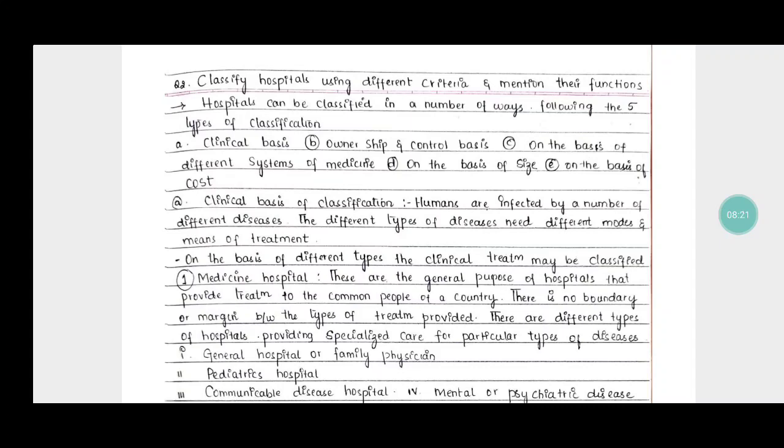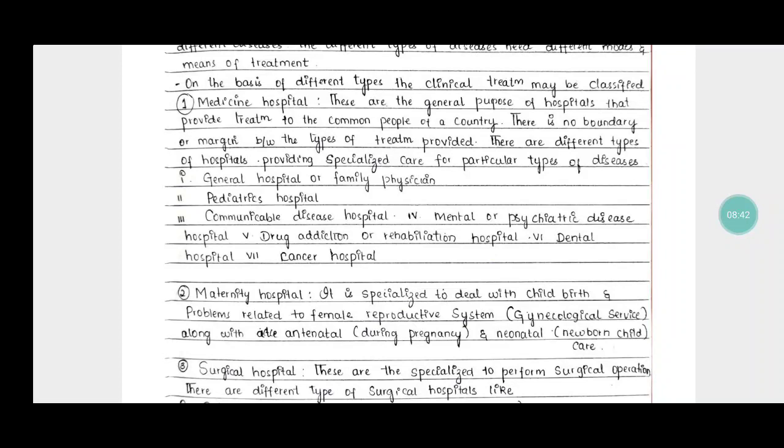So there is no boundary or margin between the types of treatment that they provide, as well as there are different types of hospitals which provide specialized care for particular types of diseases, like general hospital or family physician, pediatric hospital, communicable disease hospital, mental or psychiatric disease hospital, drug addiction or rehabilitation hospital, dental hospital, as well as cancer hospital.